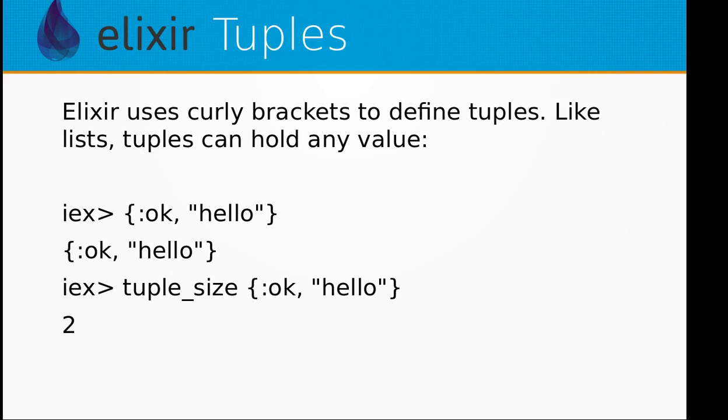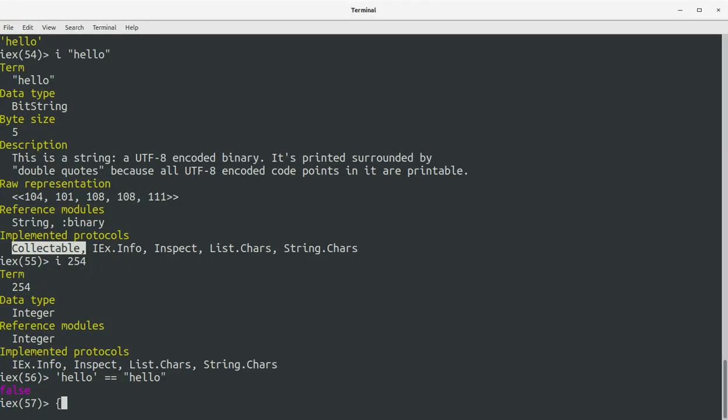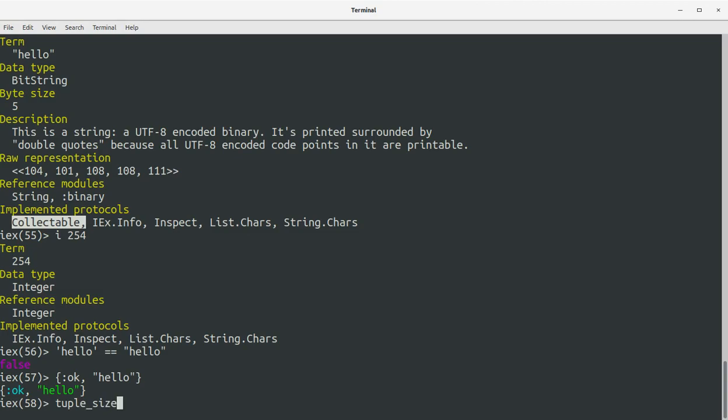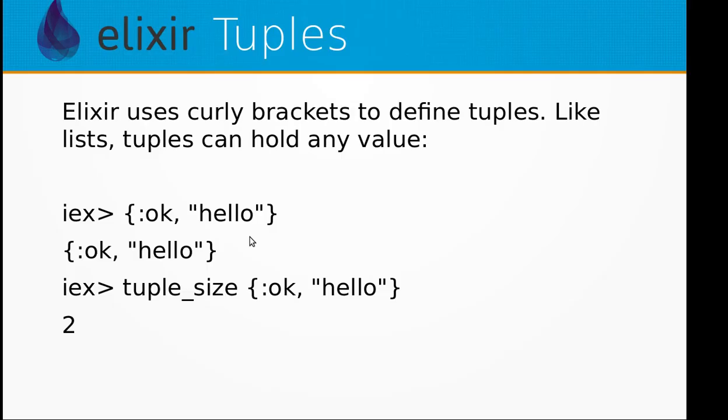Okay, let's move on to tuples. Elixir uses curly brackets to define tuples. Like lists, tuples can hold any value. So let's define a tuple, an atom and hello. Okay, tuple is defined. Let me check the tuple size. Sorry, it's curly braces. And I get 2.